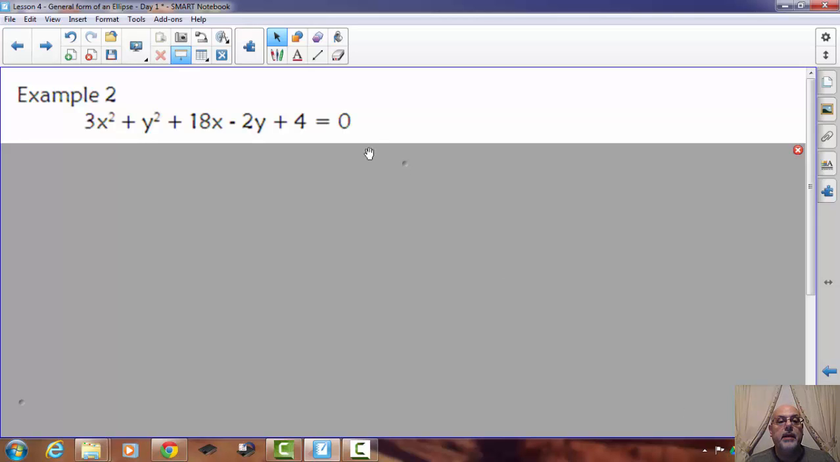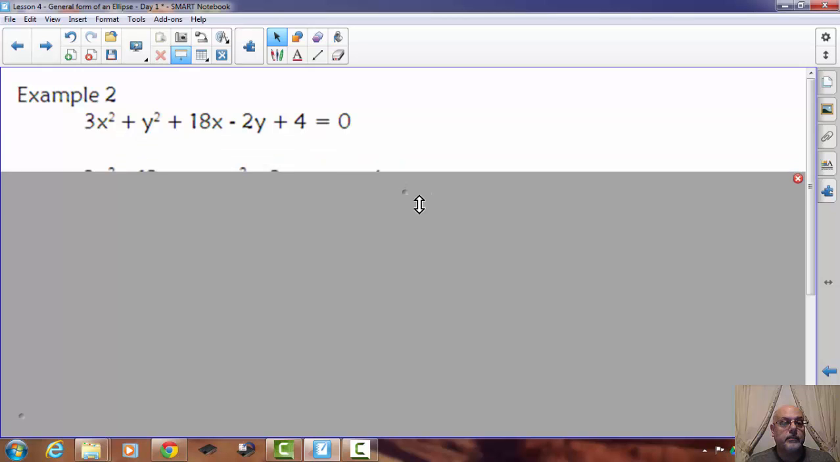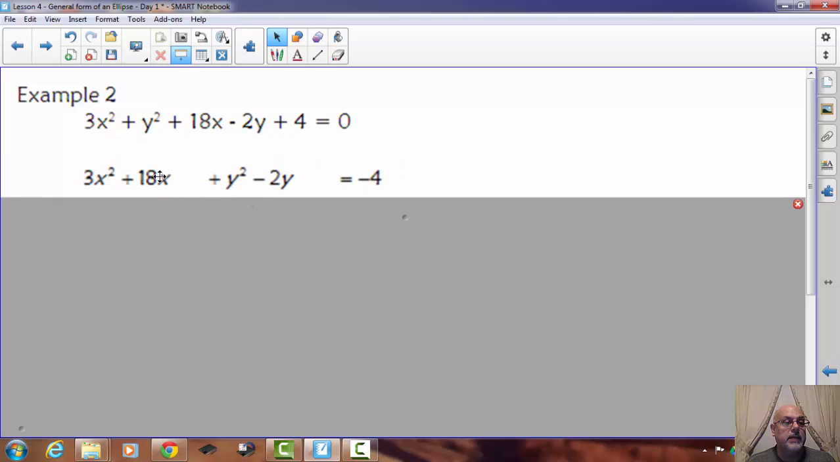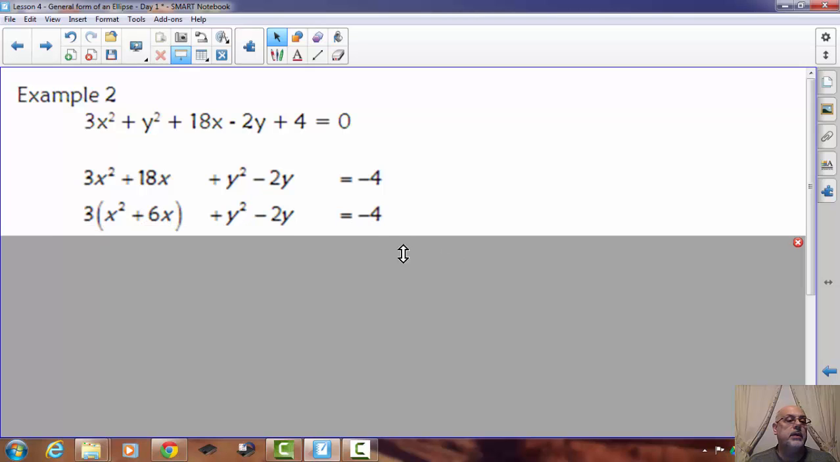So, following the pattern of what we've been doing, I group the like terms, the x terms, group the y terms, and take that constant and get rid of it, move it to the right side. So over here, we have to factor a 3 out. You can't have anything in front of the x squared or the y squared term.